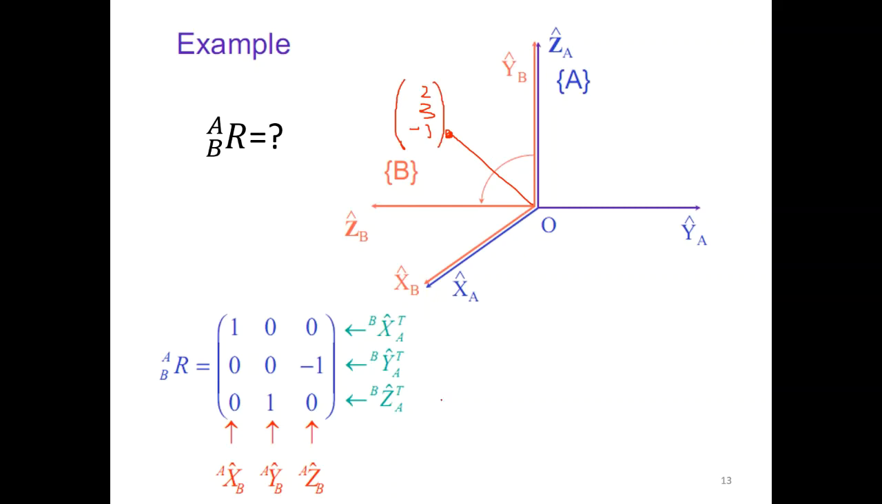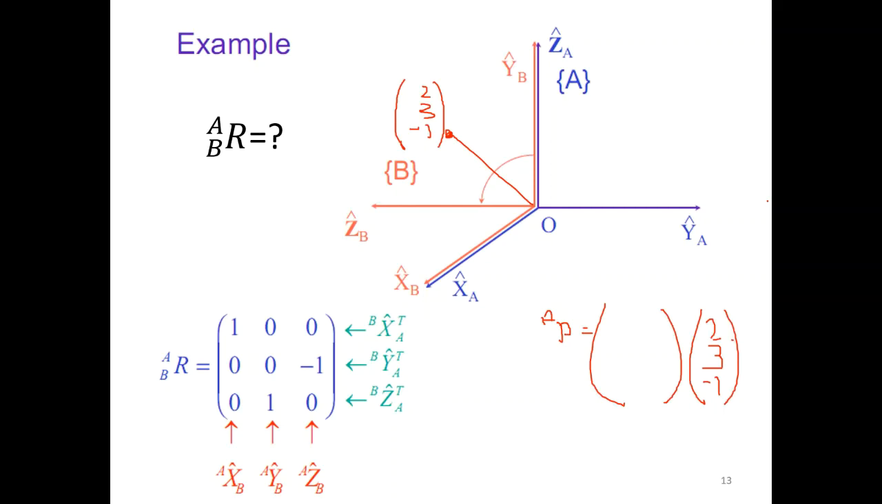Now you want to get this point written with respect to frame A. So all you need to do is: the vector with respect to A is equal to the matrix, this one you have just calculated, multiplied by this vector 2, 3 and -1. Okay, simple as that. And if you want to do the other way around, matrix inverse, right?